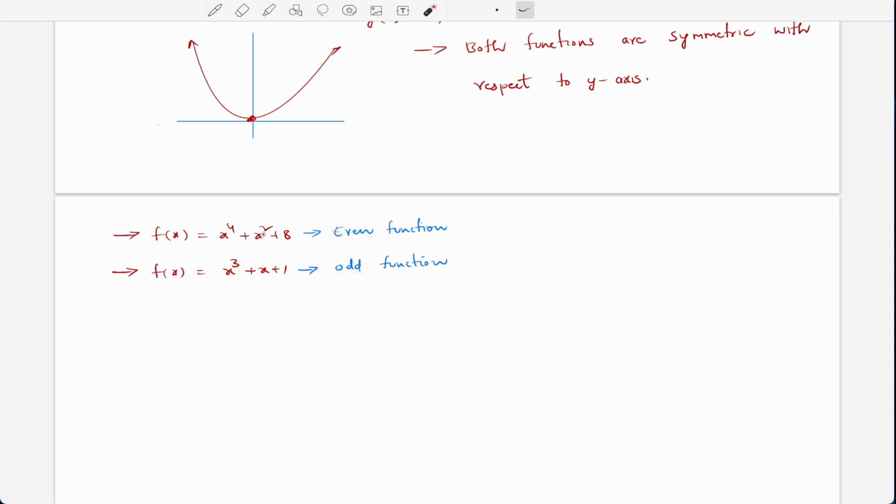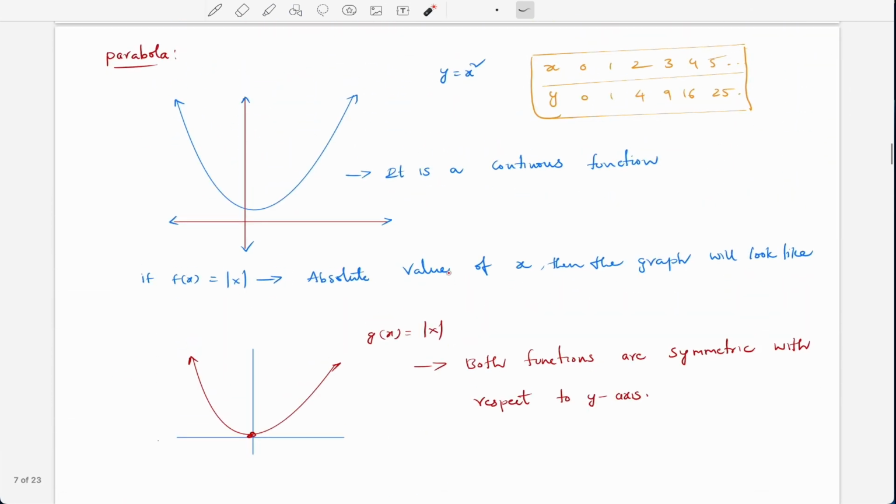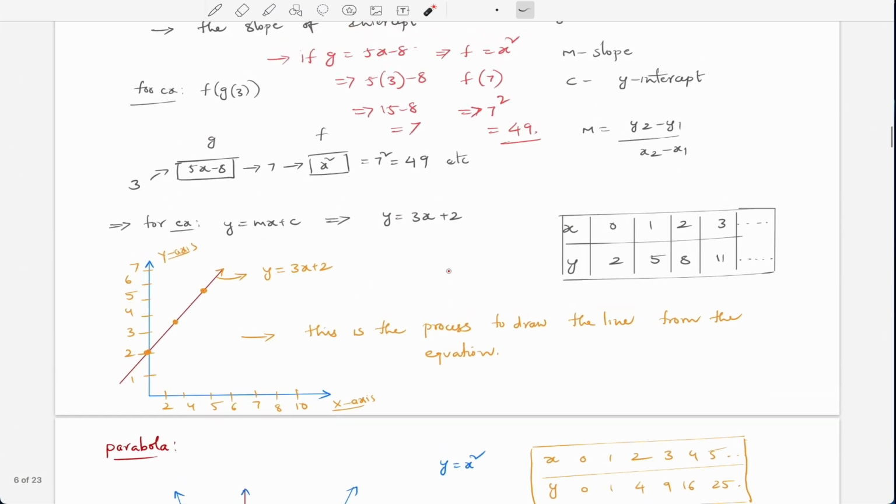If the output, whatever it may be, is going to be even, which is 2, 4, 6, 8, 10, etc., these are even functions. If the power is 3, 5, 7, 9, 11, etc., then we are going to call it an odd function. I hope you have a basic idea of that.